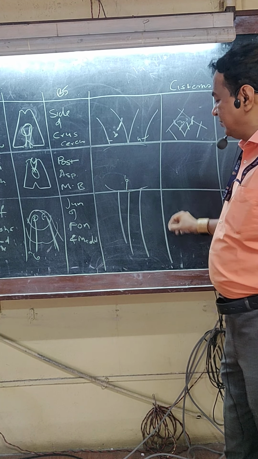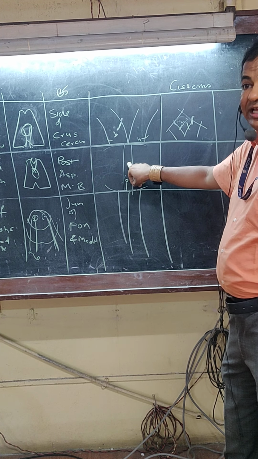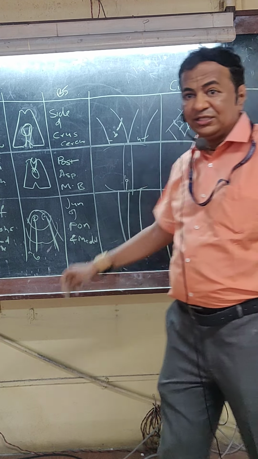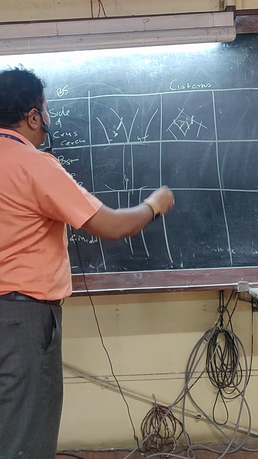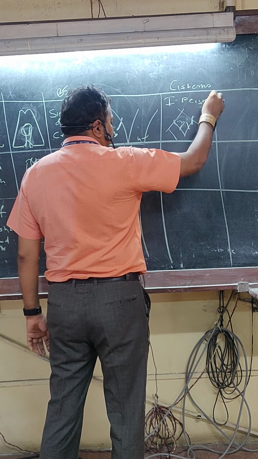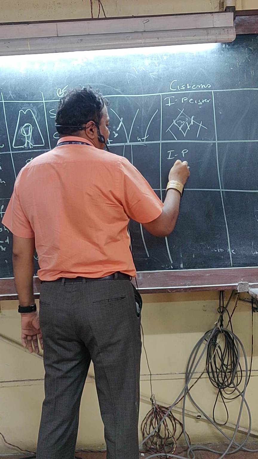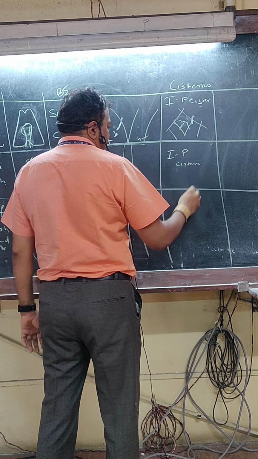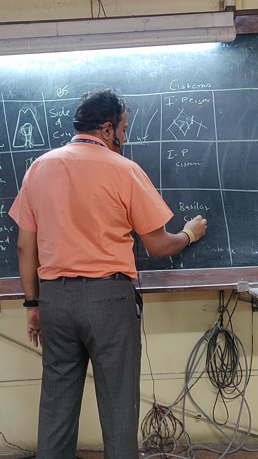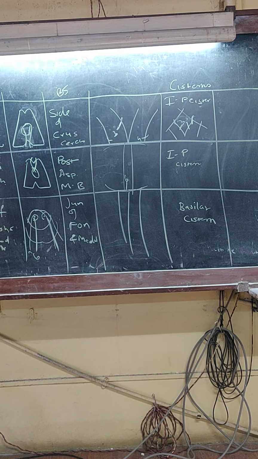The sixth nerve, actually here is a basilar artery, and there is a cistern for this basilar artery called the basilar cistern. So third nerve enters interpeduncular cistern. The fourth nerve also goes by the side of interpeduncular cistern. The sixth nerve goes through basilar cistern. Basilar cistern is the dilatation of the subarachnoid space for basilar artery.